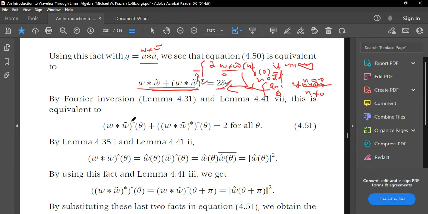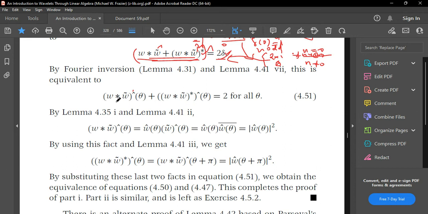So taking the cap, the Fourier transform, on both sides. The cap is additive, so this comes here and it comes here. That is, the cap comes here and the cap comes here, equal to 2, because delta cap of n is equal to 1 for all n. I think this is in lemma 4.41, seventh statement.